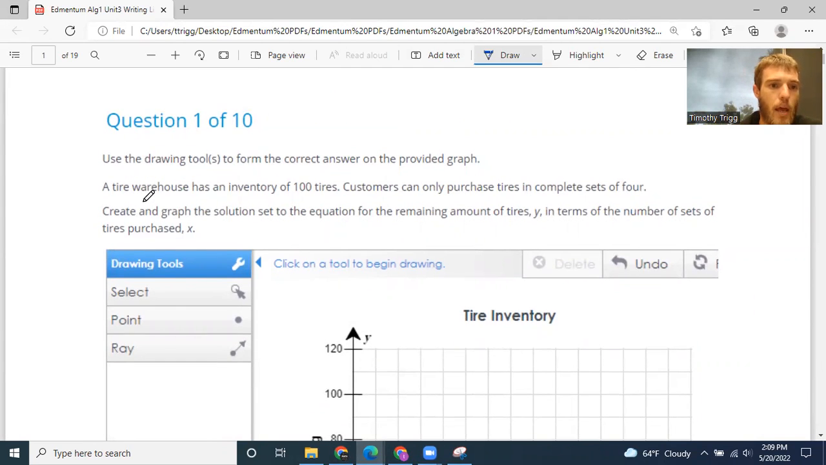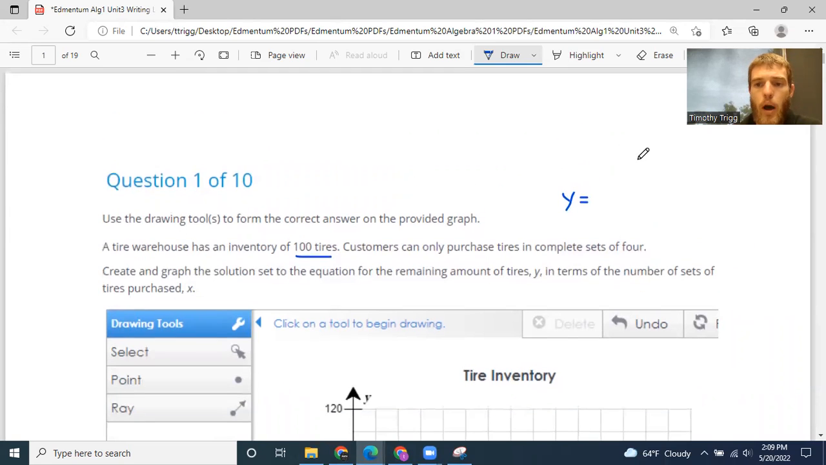Okay. A tire warehouse has an inventory of 100 tires. Customers can only purchase tires in complete sets of 4. So you have to buy 4 at a time. You can't buy 1 tire. Create and graph the solution set to the equation for the remaining amount of tires, y, in terms of the number of sets of tires purchased, x.